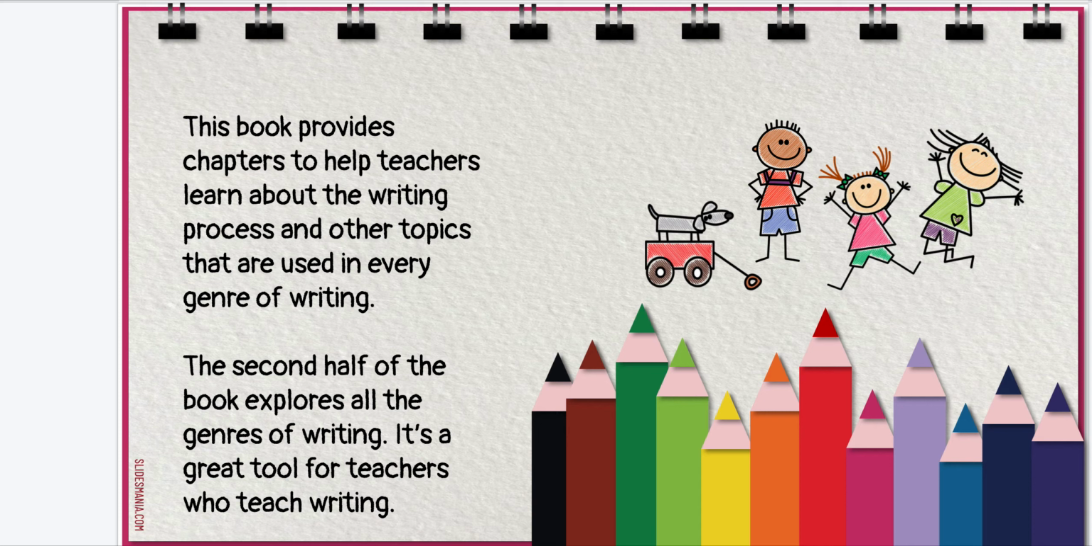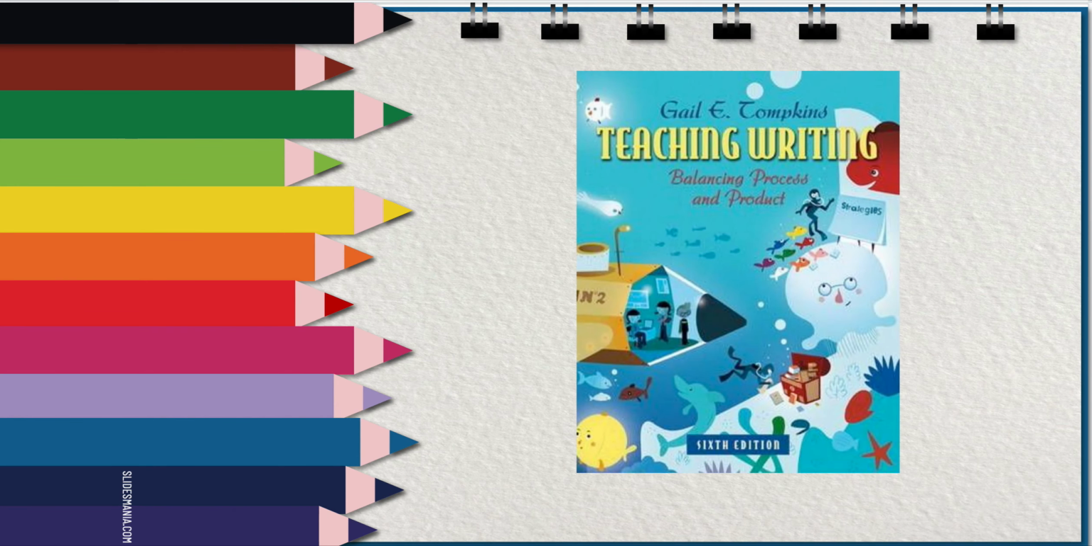The vignettes really help see how these topics can be implemented right away in your classroom. So this has been a really great resource for me to teach writing and to incorporate writing across different subjects like reading, science, and social studies. So again, this book is Teaching Writing, Balancing Process and Product by Gail Tompkins.